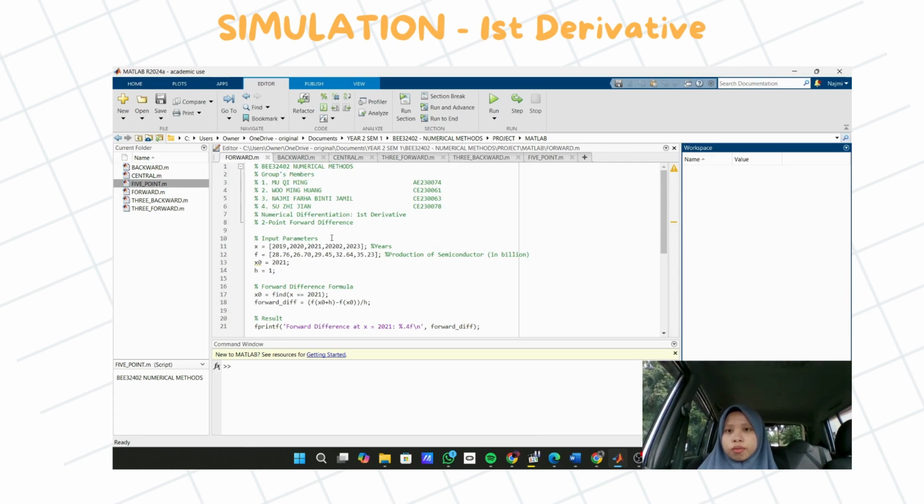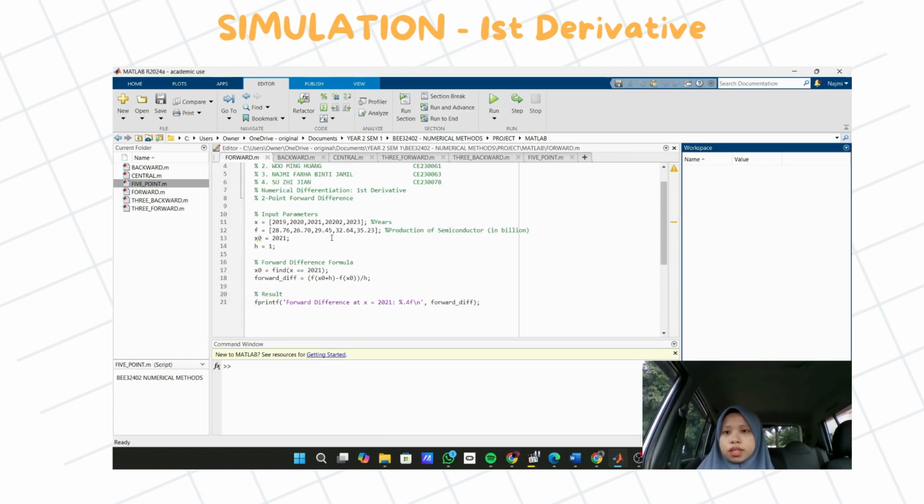So for the first one, which is two-point forward difference, I have included the input parameters based on the data given. The X will be 2019 until 2023, which are the years, and the F will be the data of production of semiconductor in billions. The X is 2021, and the step size, which is H, equal to 1.